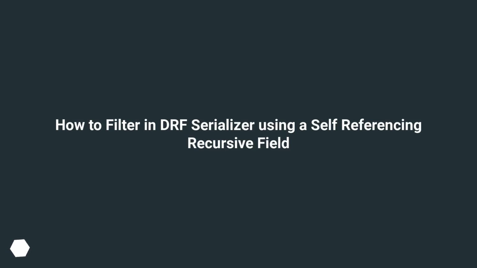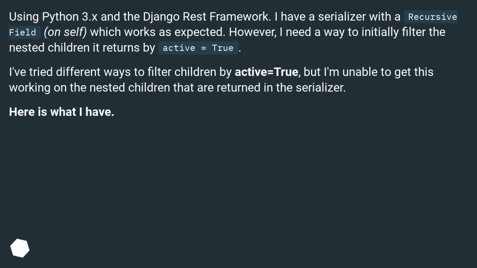How to filter in DRF Serializer using a self-referencing recursive field. Using Python 3.x and the Django REST framework. I have a serializer with a recursive field on self, which works as expected. However, I need a way to initially filter the nested children. It returns by active equals true.